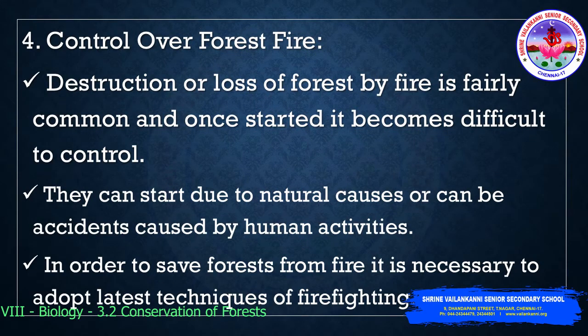So, the next method of conservation is control over forest fire. Destruction or loss of forest by fire is fairly common, and once started, it becomes very difficult to control the forest fire. They can start due to natural causes or can be due to accidents caused by human activities. In order to save the forest from fire, it is necessary to adopt the latest firefighting techniques, and also it is important to view the forest areas on a regular basis using satellite images.